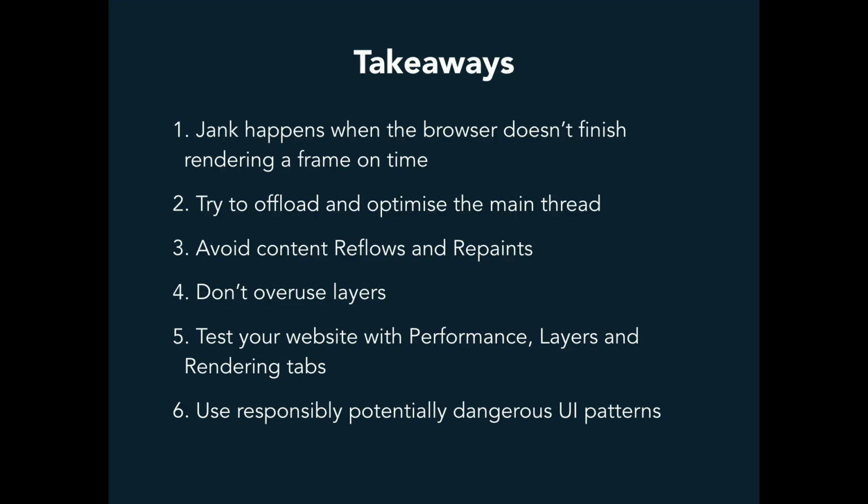So jank happens when the browser doesn't finish rendering a frame on time. Then we have the stuttering. We should try to offload the main thread and optimize it, so use all the optimizations possible. But we also shouldn't overuse the layers, and avoid content repaints and reflows. Unfortunately, we always need to test for everything before we start doing any optimizations, because sometimes it can be too much, and be responsible using dangerous UI patterns. And please, if you can, spare your users the parallax effect.